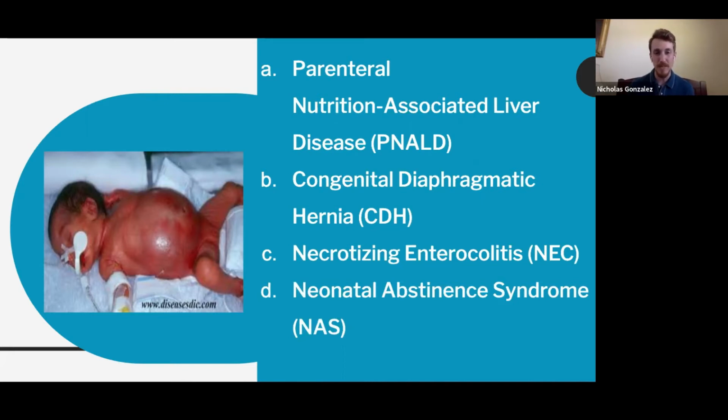In this case, the wall of the intestine is invaded by bacteria, which causes local infection and inflammation that can ultimately destroy the wall of the bowel. Certain symptoms include bloating and a discoloration of the abdomen, like you can see in the picture, as well as bloody stool and diarrhea, poor feeding, like they don't really want to eat, or vomiting after feeding. So what do we have here?